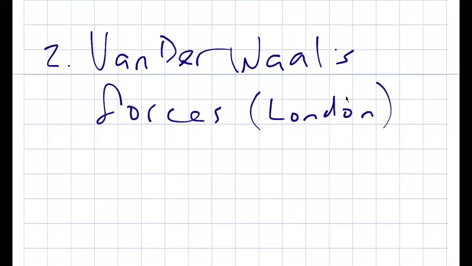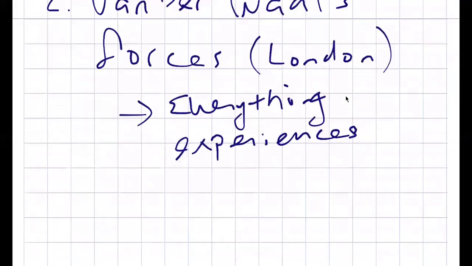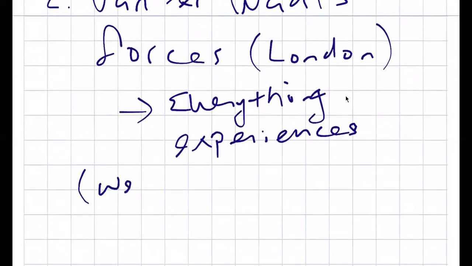London forces, everything experiences this. I'm going to pull up another document and we'll discuss what that looks like and how it happens. If you saw the video, then you saw it already. I'm just going to recap it and then we're going to start working some examples. So everything experiences London forces. This happens to be the weakest of all your intermolecular forces.